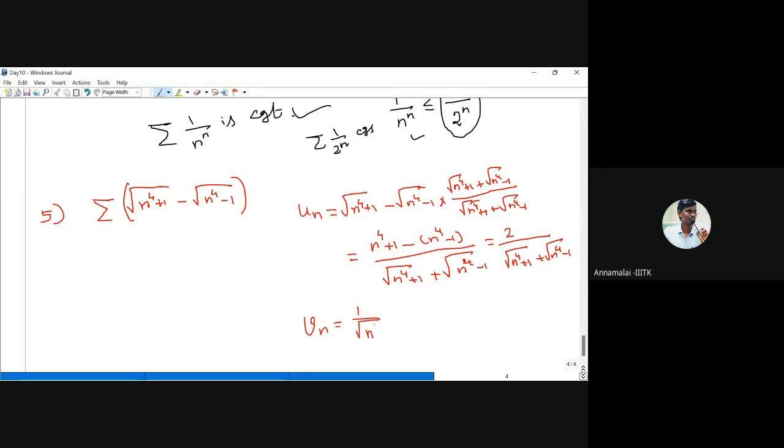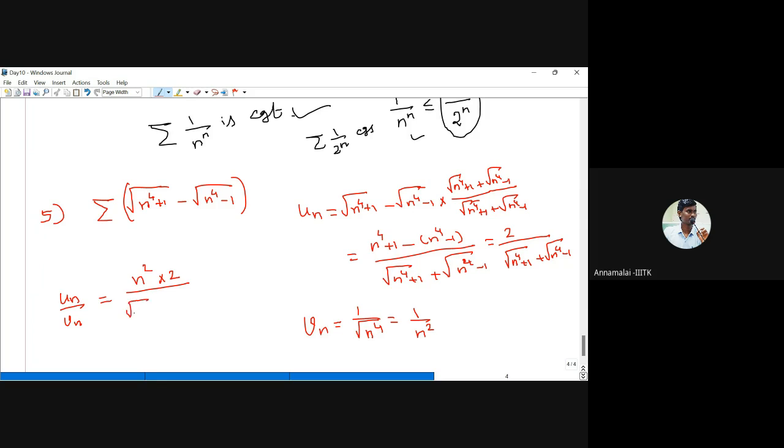Square root of n power 4. N squared, sir. Yes, nothing but n square. Now we find this one. Now take the quotient. You have to check what is un by vn. So therefore, we get a numerator n square. In the denominator, we have already un, we have 2.